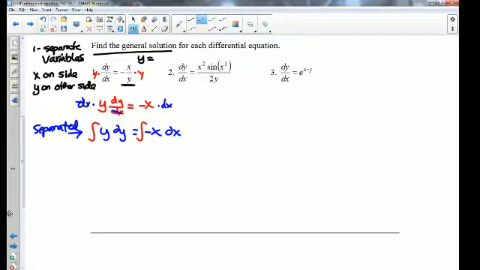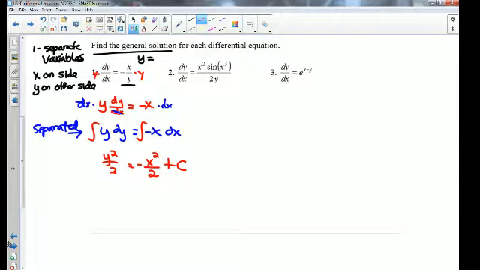Okay, we can integrate now, right? So what's the integral of y dy? Y squared over 2. Equals x squared over 2. I'll put a negative in front there. What have we not done? Because we don't have a definite integral, right? It's got to be plus c.